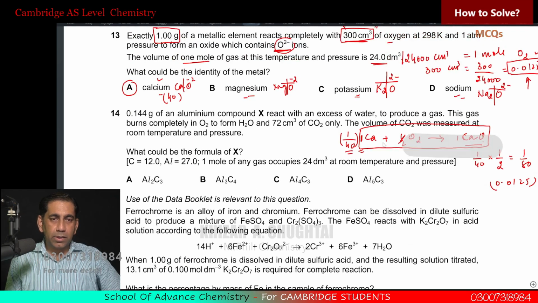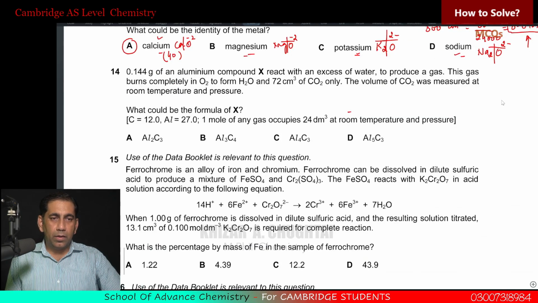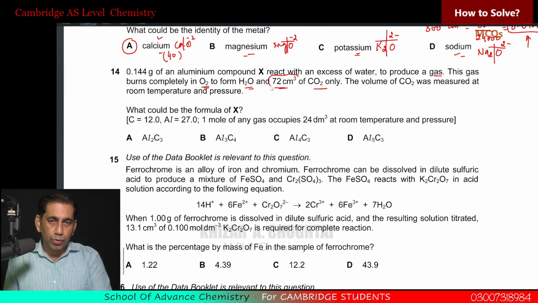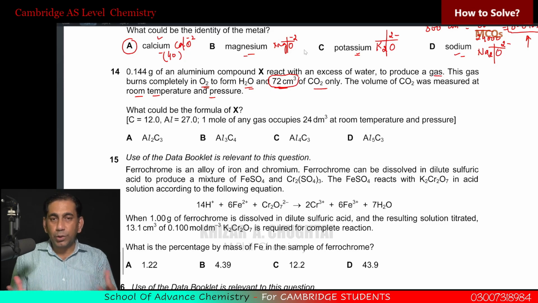Now the next question is: 0.144 gram of an aluminium compound reacts with excess water to produce a gas. This gas burned completely in oxygen to form H2O and 72 centimeter cube of CO2 only. So this time just CO2 is given, its volume is given, and conditions are RTP, room temperature and pressure. So what is the use of this volume of any gas at RTP? We can change this volume into mole.